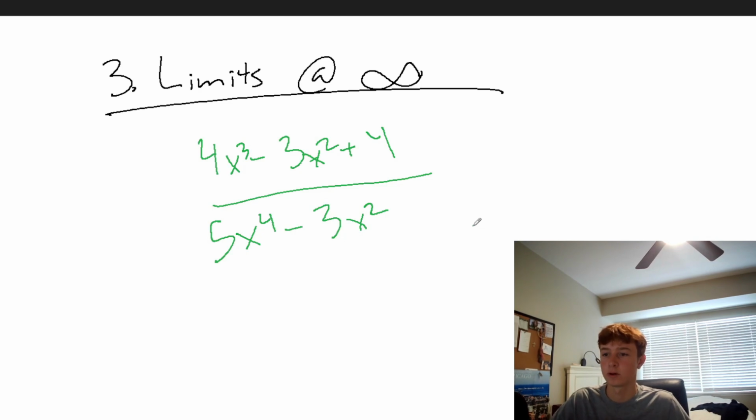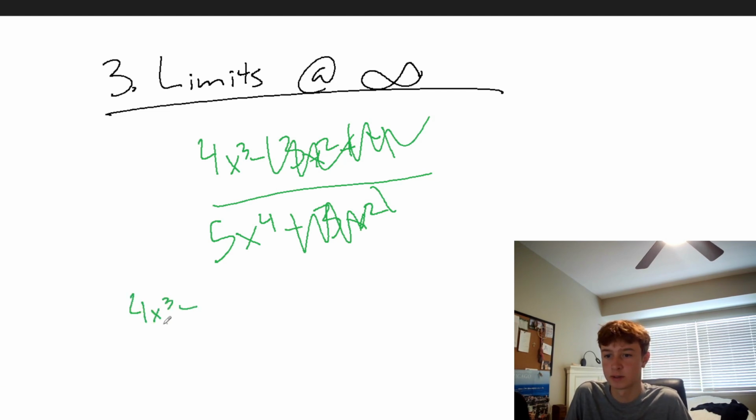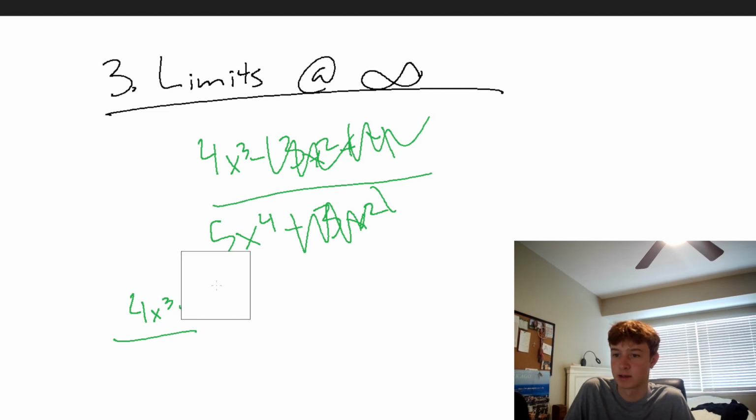You can ignore all the items on the top and the bottom that are raised to a power that's less than the highest power. So on the top, the highest power is 3, so we can ignore that and ignore that. And on the bottom, the highest power is 4, so we can ignore 3x squared. So now we have 4x cubed, not minus anything, so I'll erase that. We have 4x cubed over 5x to the power of 4.